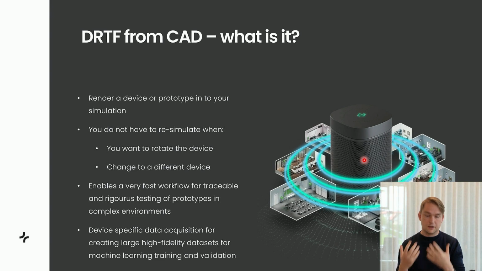That's quite a nice part of this feature. Being a post-processing feature, this enables very fast workflows. It's traceable, but it also enables you to do very rigorous testing of prototypes in complex environments, because you can get very detailed insights, because you can do more with the time that you have. It also enables you to get this device-specific data for your various devices. When you want to create a large data set for machine learning training, you can simply render in your devices into thousands and thousands of scenarios and get all the data you need for your training.